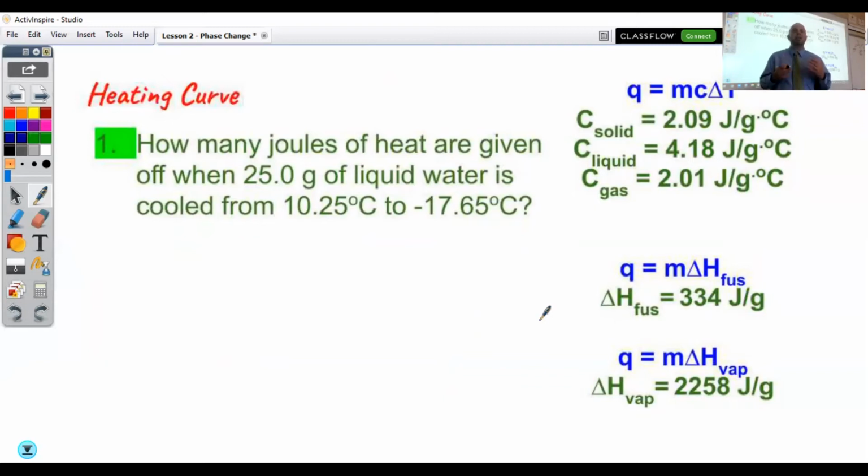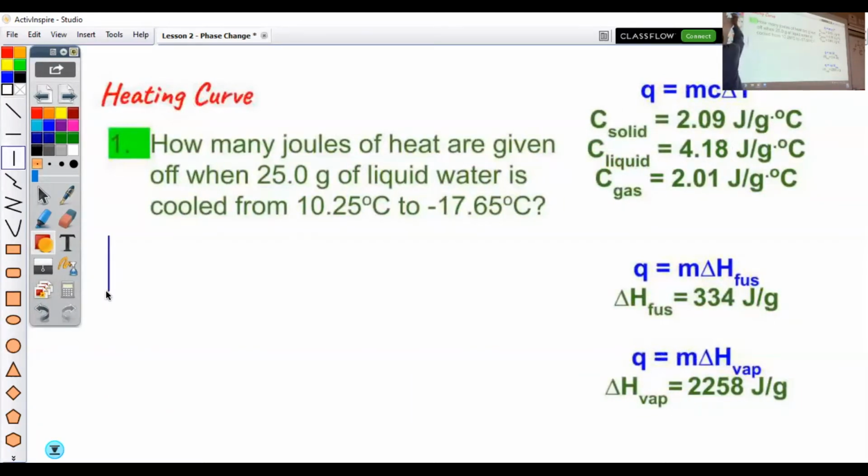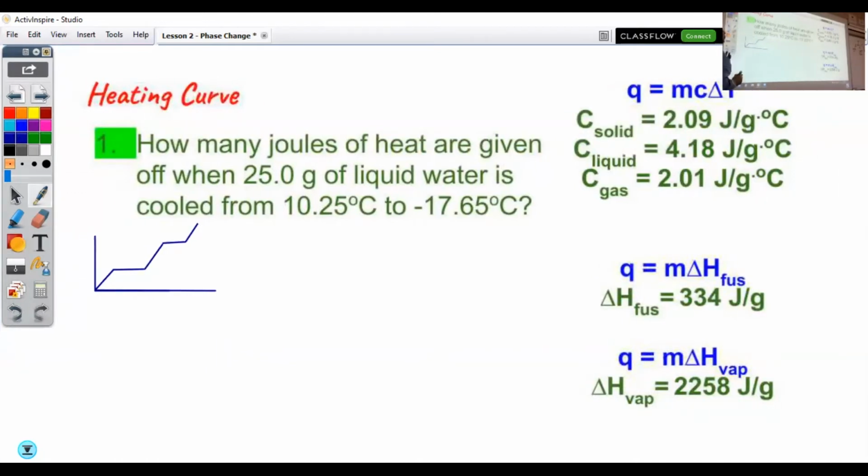So the first question says, how many joules of heat are given off when 25.0 grams of liquid water is cooled from 10.25 to negative 17.65 degrees Celsius? Let's take a look at our heating curve. So it may help if you just sketch out a quick heating curve when you're ready to do these problems. If we're talking about water, the first plateau that we see here is at 0 degrees Celsius. The second plateau that we see up here is at 100 degrees Celsius.